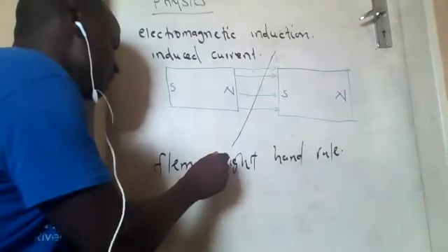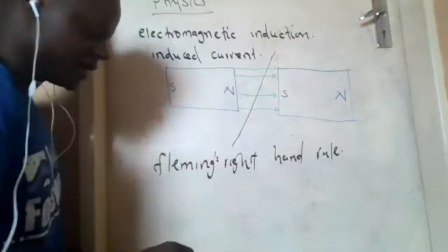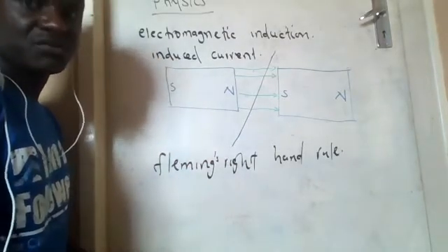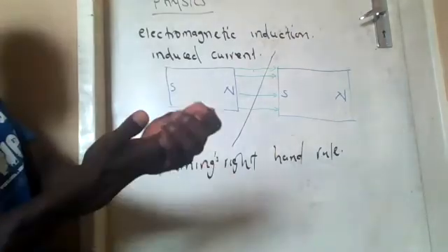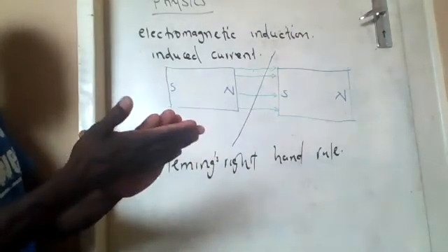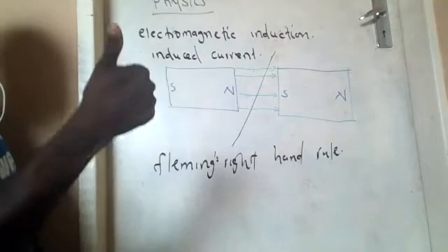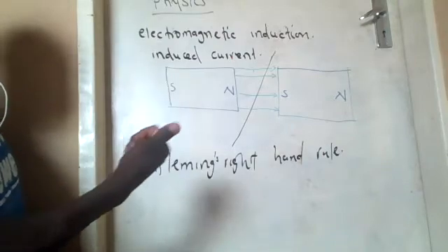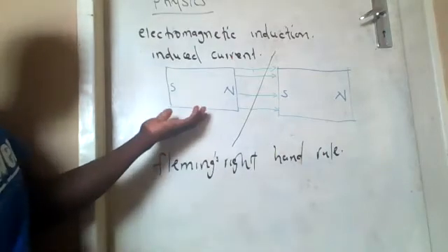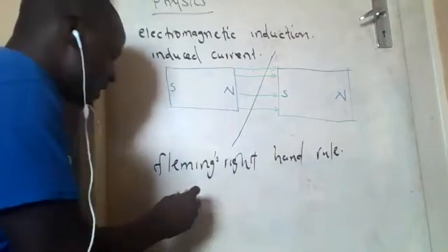Now, Fleming's right hand rule here is different from the right hand grip rule, because for the right hand grip rule, we considered all these fingers to be pointing in the direction of current, and then the thumb shows where the North Pole is. But for this one here, we have the thumb.